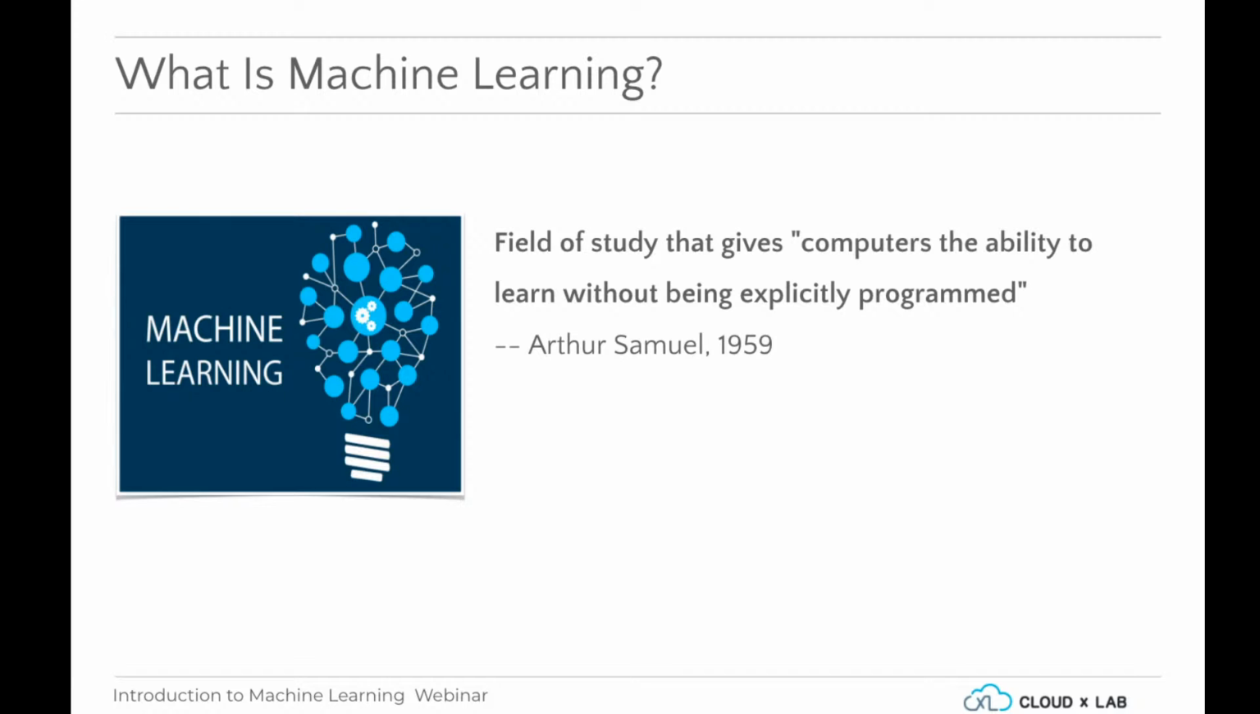Okay, now let's get into the subject matter here. So the question is, what is machine learning? Arthur Samuel in 1959 specified machine learning as a field of study that gave computers the ability to learn something without being explicitly programmed.